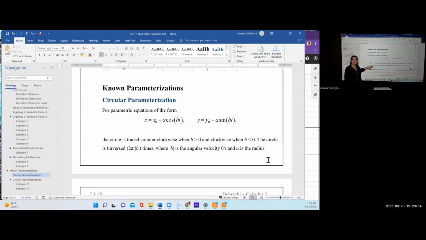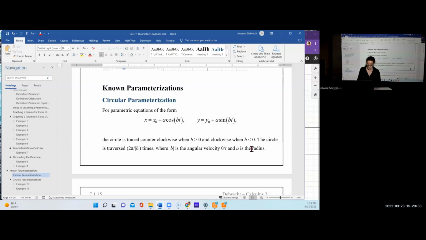The circle will be rotated around 2 pi divided by the magnitude of b. So if b is 2, then this would be 2 pi divided by 2, which would be pi times, so about 3.14. So 3 full revolutions of the circle plus a little bit more. The magnitude of b becomes the angular velocity, that change in the angle with respect to time, and a is the radius of the circle, right? Now, x naught and y naught can, of course, be 0, in which case it becomes very similar to the one we did up above.